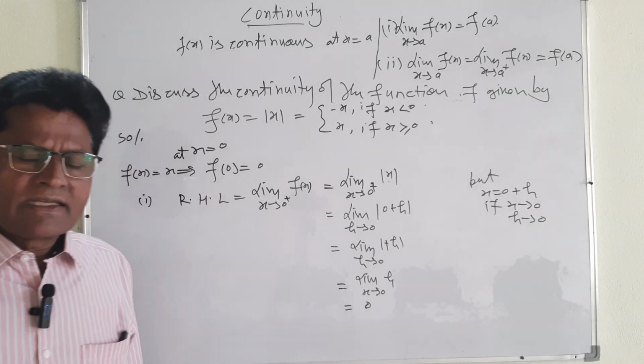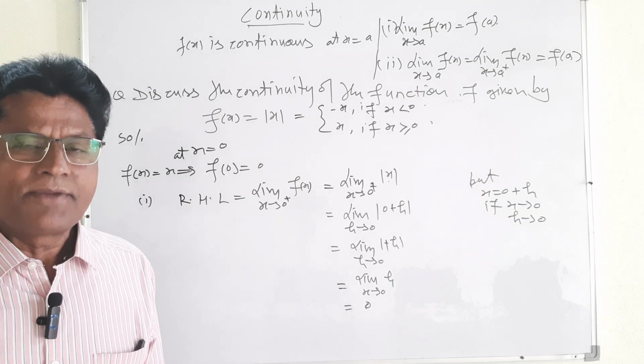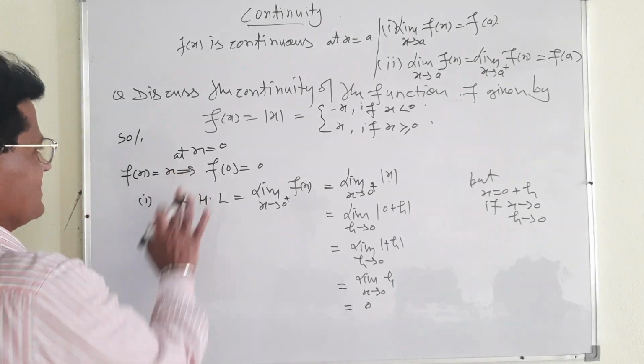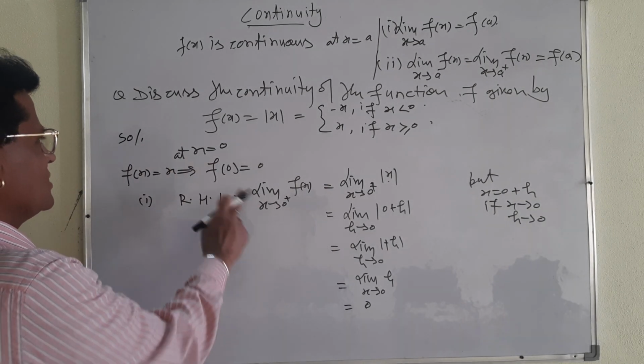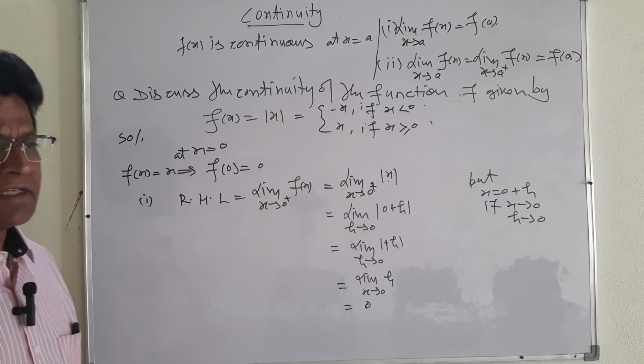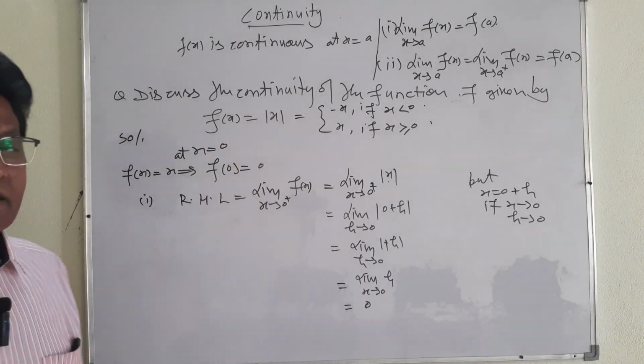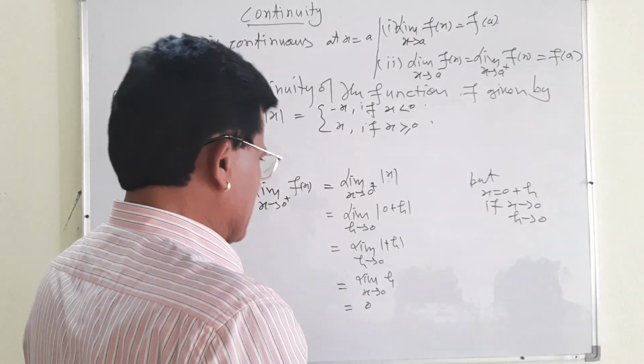I did nothing, a very simple calculation. You see, the left hand limit is equal to the right hand limit, and is equal to what? f(0). All are 0. f(0) is also 0. Left hand limit is 0, right hand limit is also 0. Then what do you mean by it? The given function is continuous. At what point? 0.